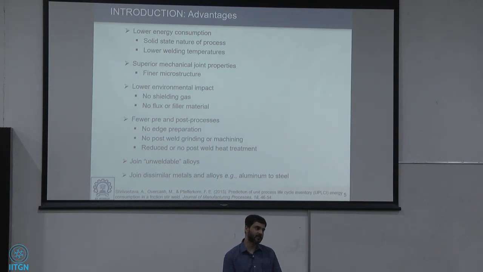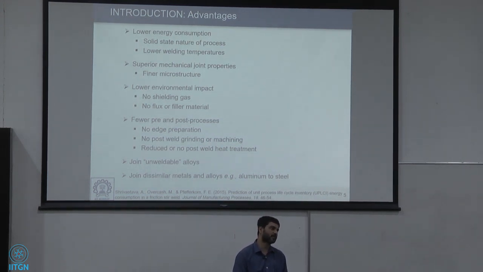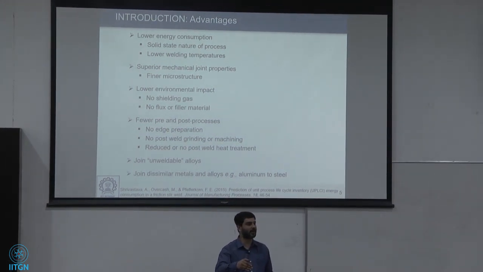During fusion welding processes, a certain amount of energy goes into bringing the material up to the melting point, and then the material has to melt, where it absorbs the latent heat, and it's a large component of the overall energy consumption during the process. Since friction stir welding is a solid state joining technique, the energy consumption is much less as compared to the traditional techniques. Fewer pre and post processes.